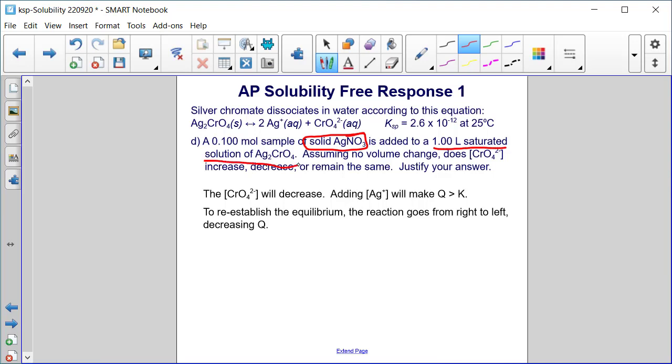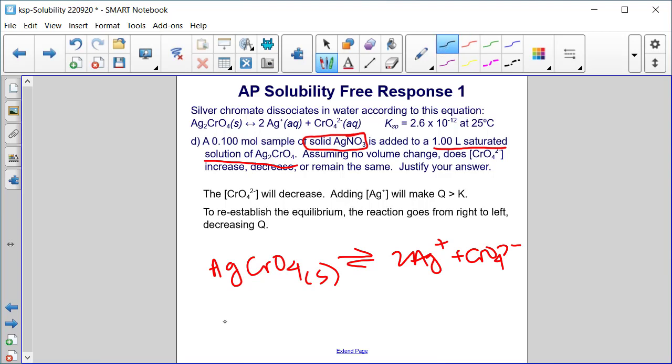Part D. A 0.1 molar sample of solid sodium nitrate is added to a 1 liter saturated solution of silver chromate. Assuming no volume change, does the chromate ion concentration increase, decrease, or remain the same? So we already have a saturated solution, which means that we start out initially, Q is equal to K, right? If we add solid sodium nitrate, what are we doing? We're adding a source of silver ions. So we're going to increase the concentration here, right?